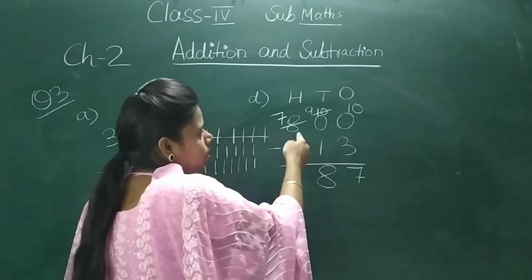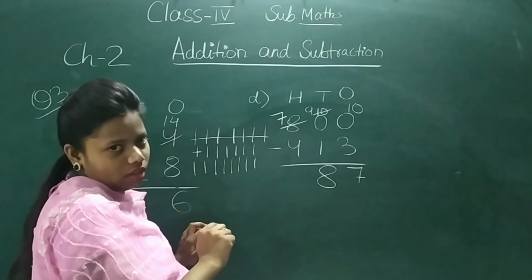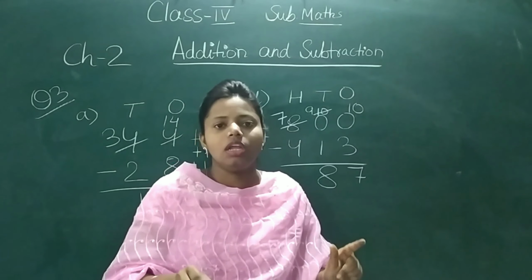Now don't do again the same for 8 minus 4. Don't do it, because 8 has been carried, has become 7. Okay. So 7 minus 4. Now see it.